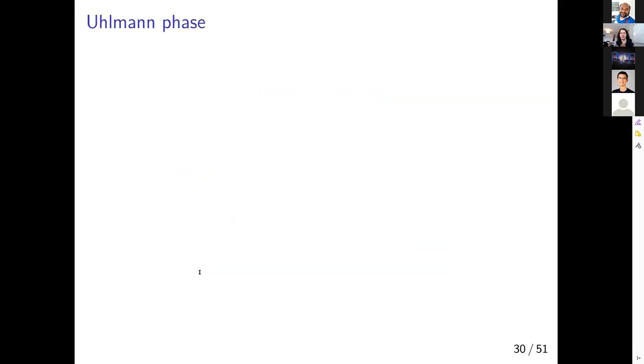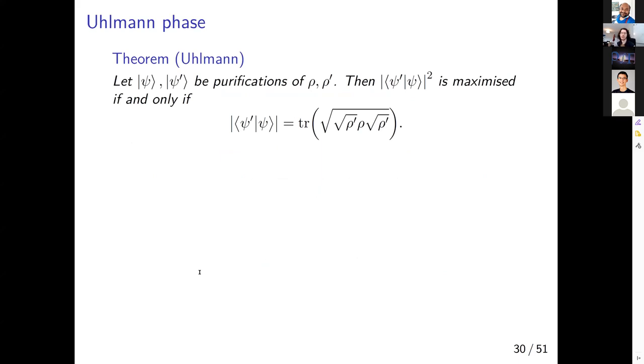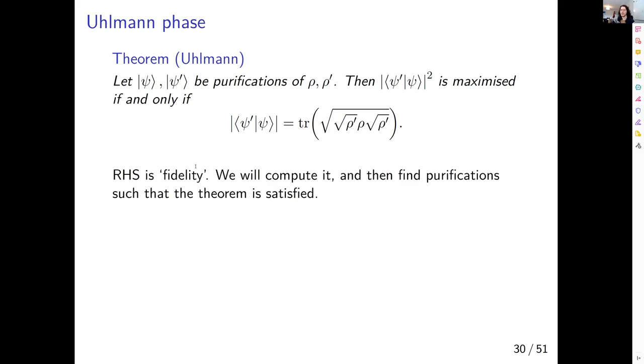So one key result that we'll need is this theorem, which is also due to Uhlmann. And this says if we have two purifications, psi and psi prime, of two mixed states, rho and rho prime, then the transition amplitude between those purifications will be maximized if and only if this equation holds. So remember that this maximization is the key to the definition of the Uhlmann phase, so this is why this is useful. And the quantity on the right-hand side is known as the fidelity of these two states, rho and rho prime. And I'm going to show how to compute it for states of Hawking radiation. And then I'll show how you use that to find purifications of psi and psi prime such that the theorem is satisfied.